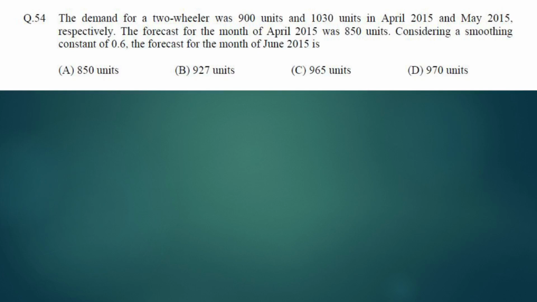The demand for a two-wheeler was 900 units and 1030 units in April 2015 and May 2015 respectively. The forecast for the month of April 2015 was 850 units. Considering a smoothing constant of 0.6, what is the forecast for the month of June? So we will start from April, then May, then June. Finally, we have to calculate.